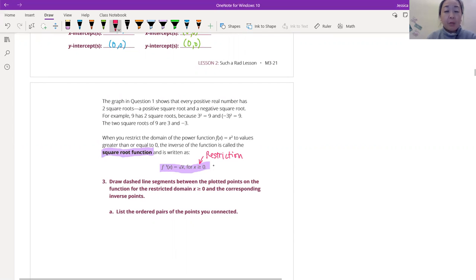Okay, why would we call it a restriction? Because that's what we're restricting. We're saying x, you can't be everything. You're only going to be able to be from 0 to positive. We're not doing the rest of that, right? From 0 to positive, that's all we're doing. So yeah, that's what it's called.